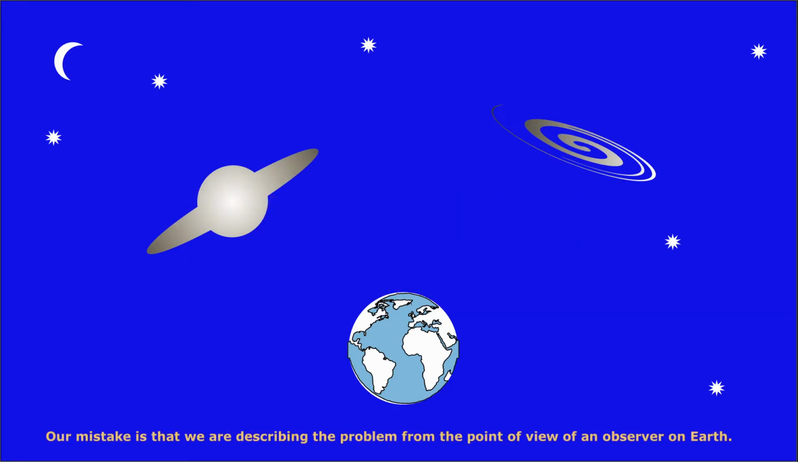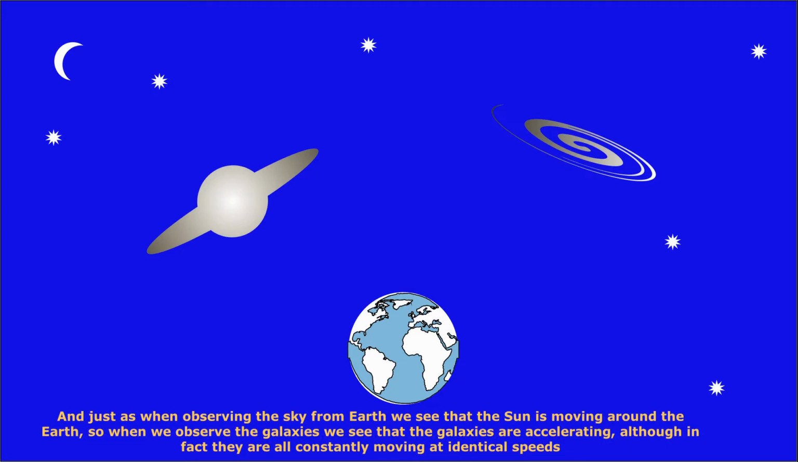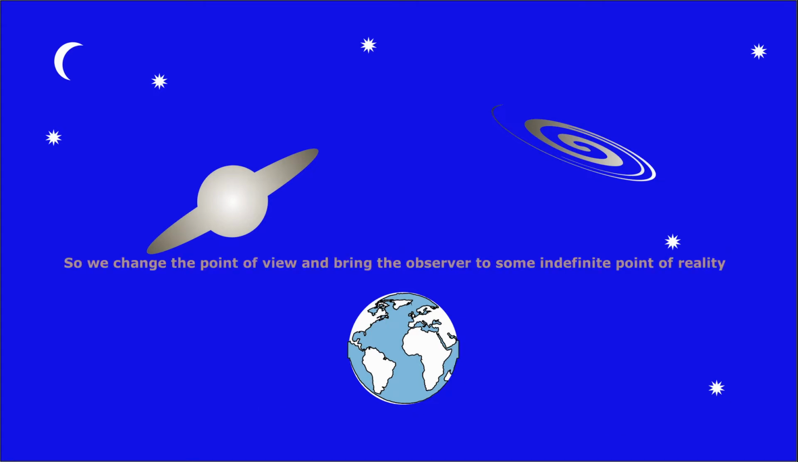Our mistake is that we are describing the problem from the point of view of an observer on Earth. And just as when observing the sky from Earth, we see that the Sun is moving around the Earth, so when we observe the galaxies, we see that the galaxies are accelerating, although in fact they are all constantly moving at identical speeds. So we change the point of view and bring the observer to some indefinite point of reality.